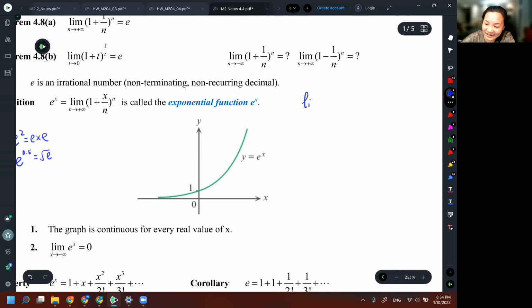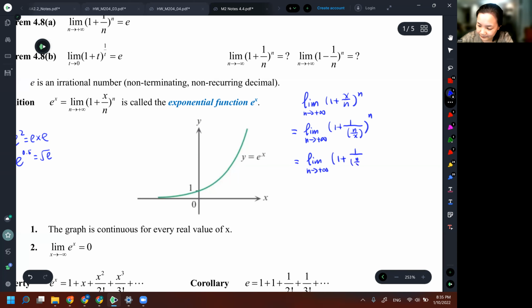Because the right-hand side is equal to the limit as n goes to infinity. Now, I will write this as n divided by x. Don't blink. And then I'll rewrite this, and then this is nx. Is it fine?